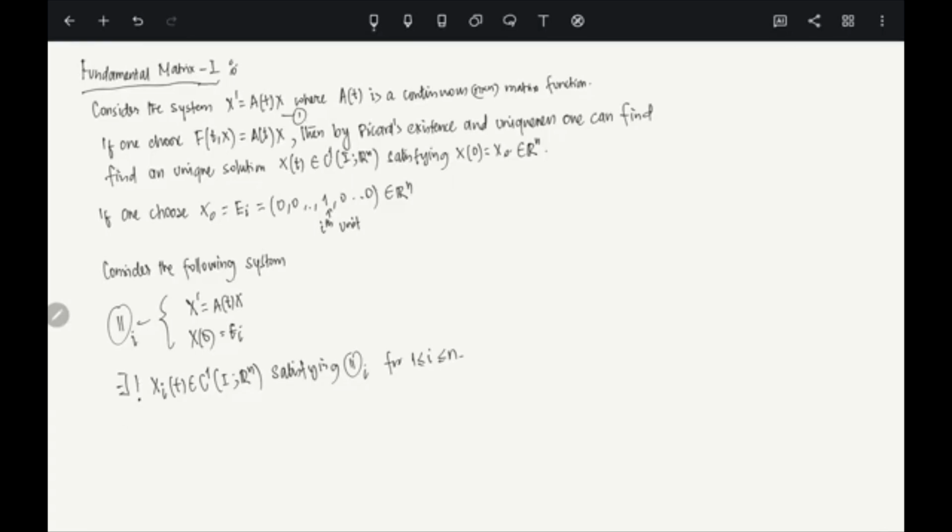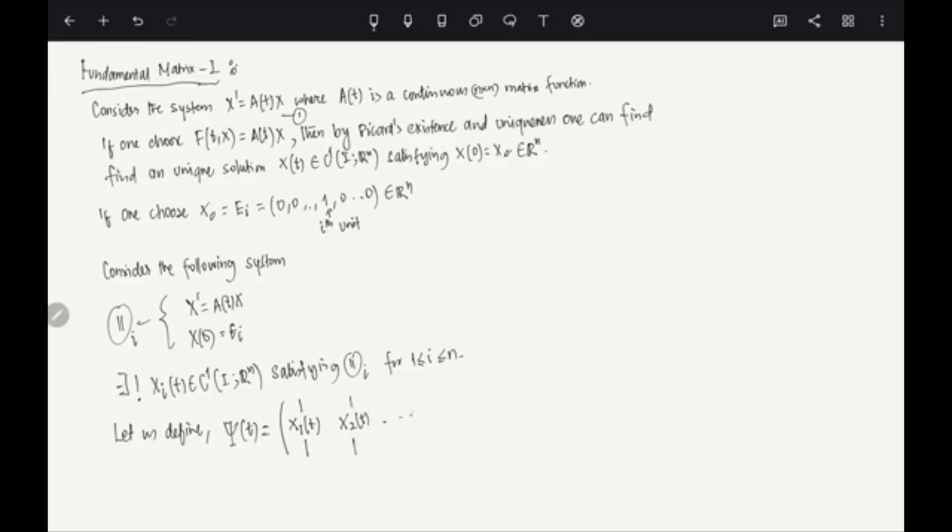Now let us define phi of t. Phi of t is what we are going to call a fundamental matrix. If you understand, x1 of t is basically a vector in Rn, so you just write it down as the first column. So what is the first column of phi? It is x1 of t. What is the second column? It is x2 of t.